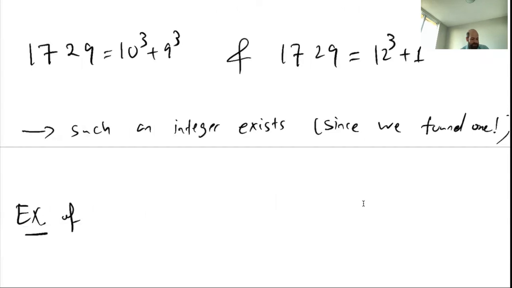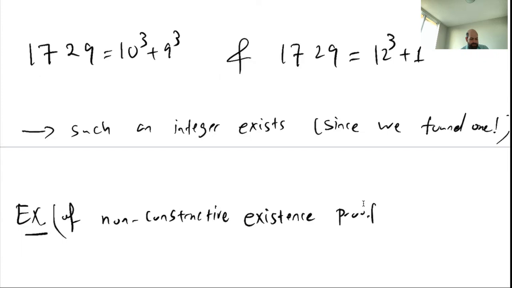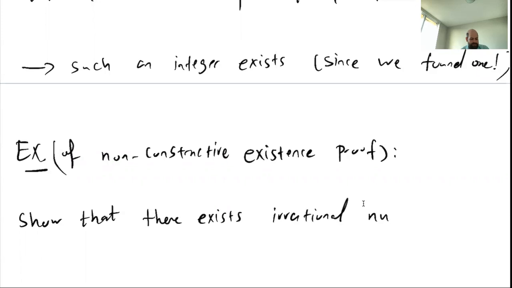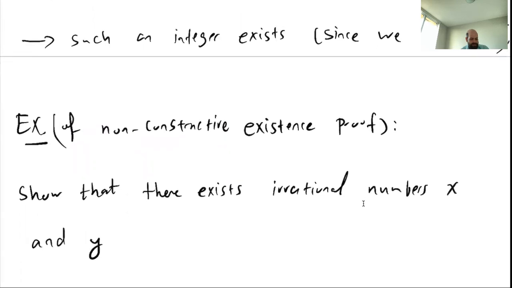Now an example of a non-constructive existence proof. Show that there exist irrational numbers x and y such that x to the power y is rational.